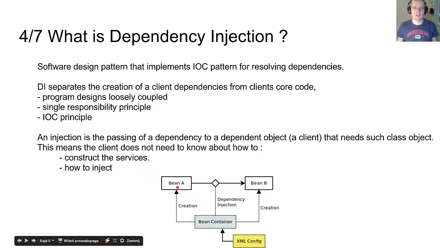So an injection is a passing of a dependency to a dependent object, to a client that needs such a class. So we need a bean A. This means that the client doesn't need to know how to construct the service, the bean, and how to inject. So it's loosely coupled. We have also fulfilled the single responsibility principle and inversion of control principle. So these are the main benefits of dependency injection.